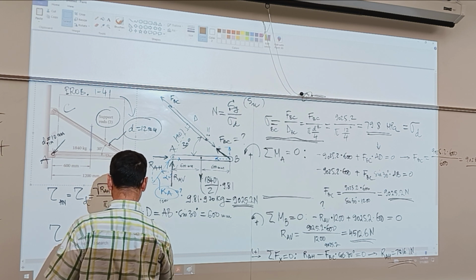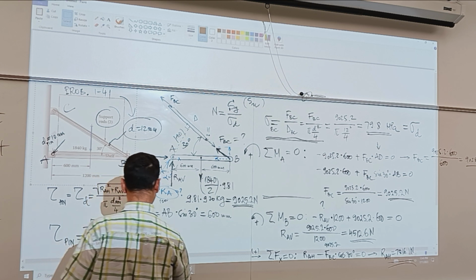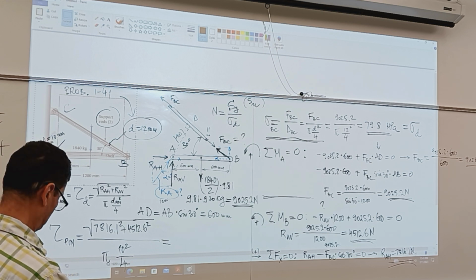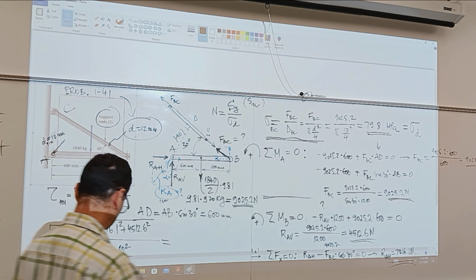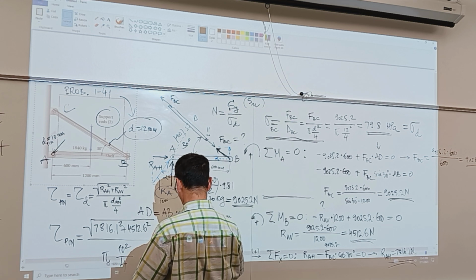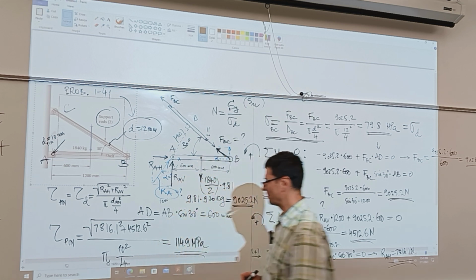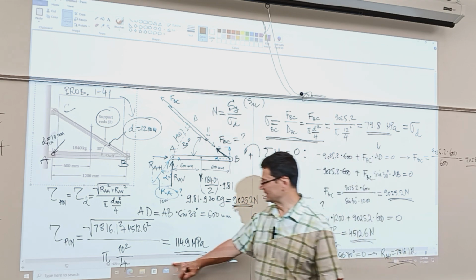So 10 squared over 4. Okay, so I have this last one and I square it, plus 4512.6 squared, equals the square root, divided by pi times 4 divided by 10 squared, which is 100. So I have 114.9 megapascals. Okay? And this is a pretty serious shear stress.